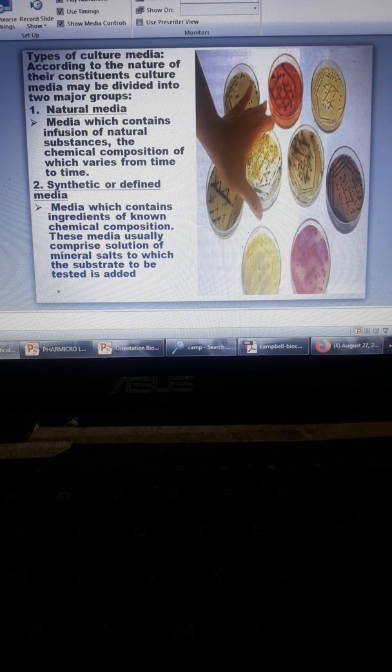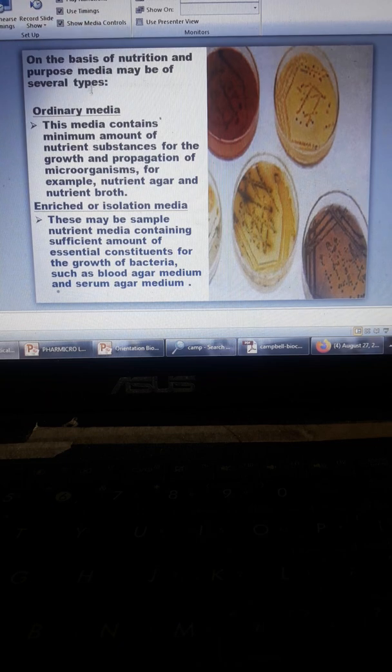Okay? Next. On the basis of nutrition, we have ordinary media. This one has an amount of nutrient substances for the growth and propagation of microorganisms. For example, nutrient agar and nutrient broth. Nutrient agar is solid. Broth is like a solution.